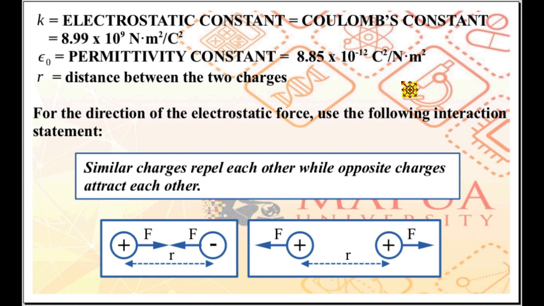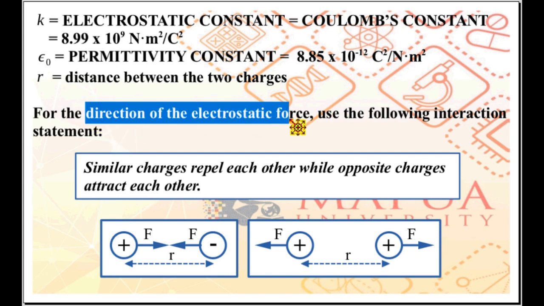Now, force is a vector quantity. It has both magnitude and direction. The magnitude of the force is provided by Coulomb's law. For the direction of the electrostatic force, use the following interaction statement. Similar charges repel each other, while opposite charges attract each other.